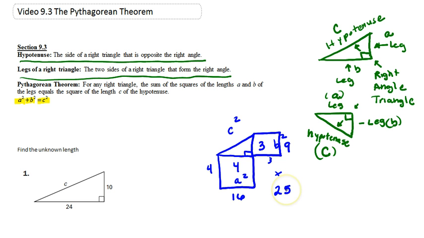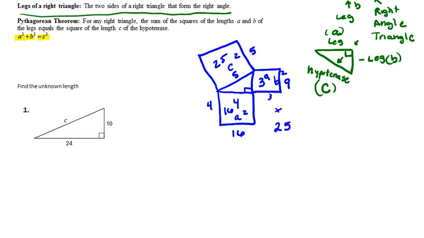Now what squared equals 25? That would be 5. So if I make a square that has side lengths of 5, I would get an area of 25. So this square, 16 plus 9, is equal to 25. And that's basically the Pythagorean theorem.